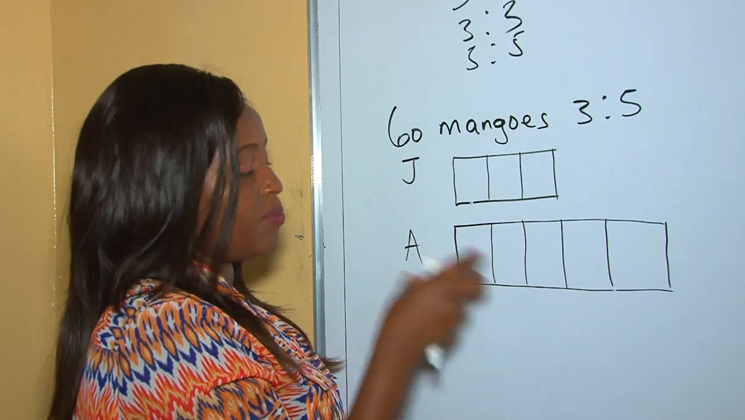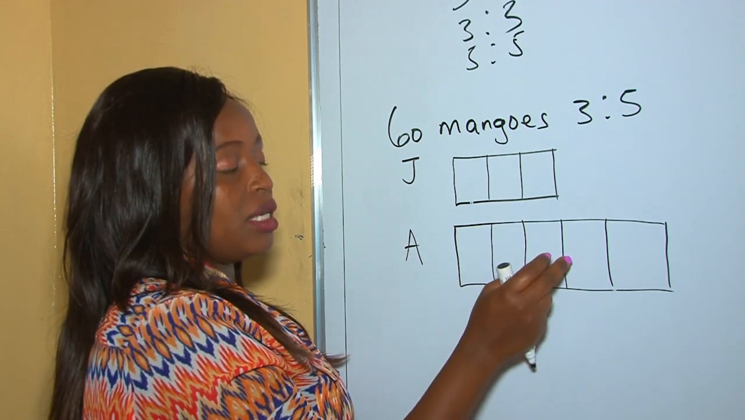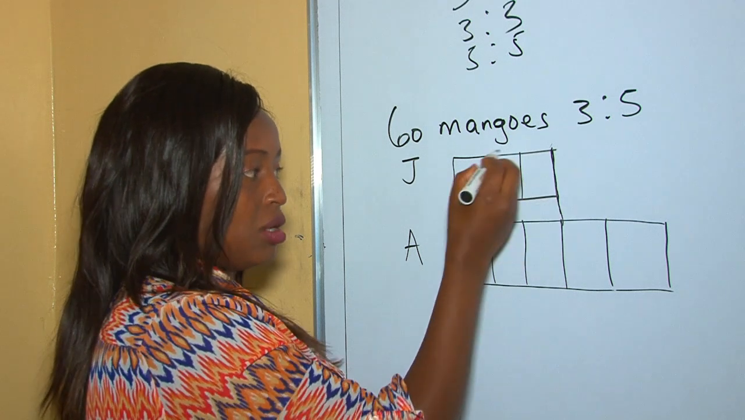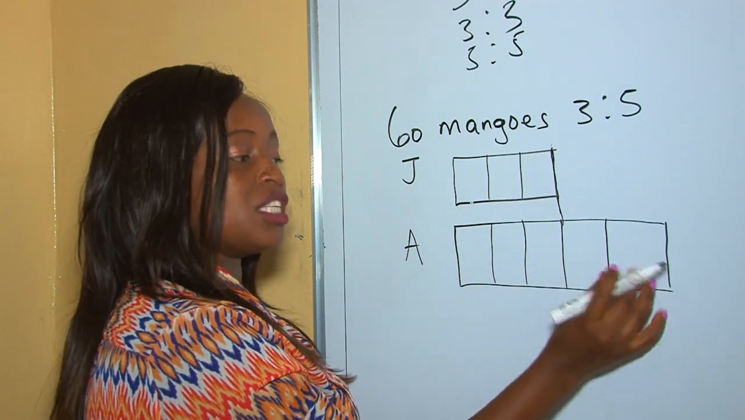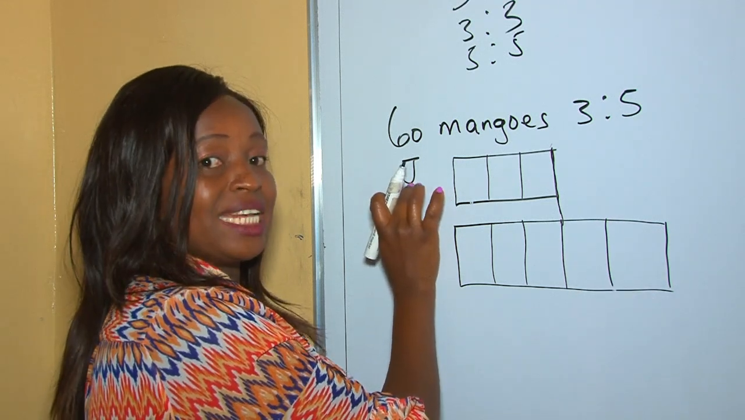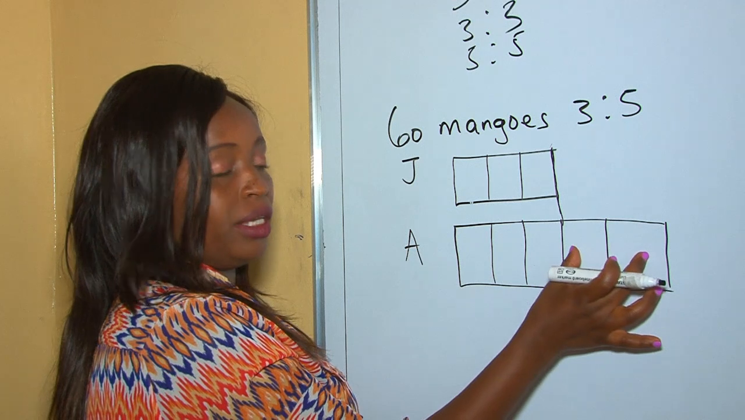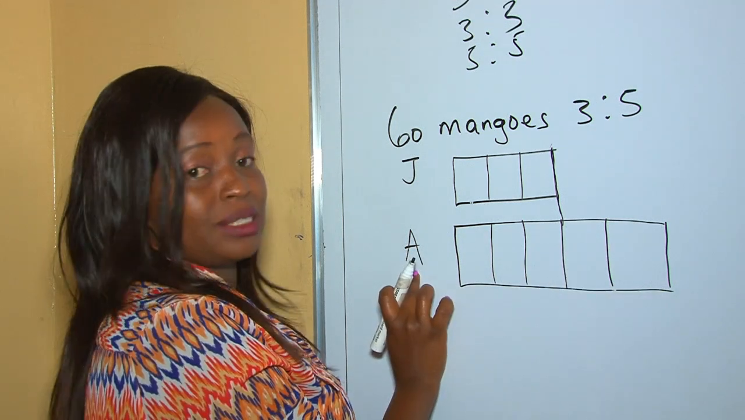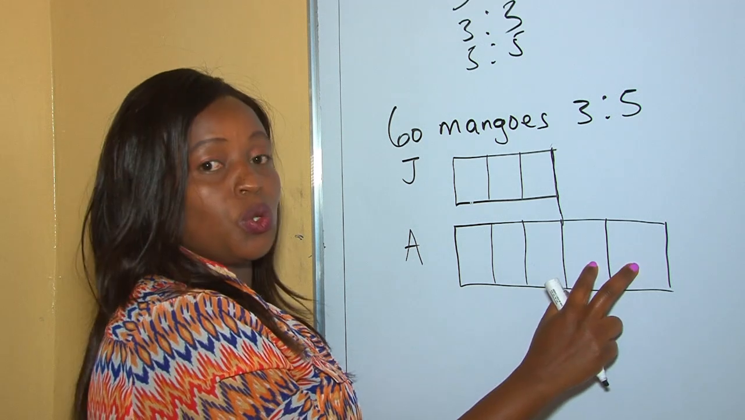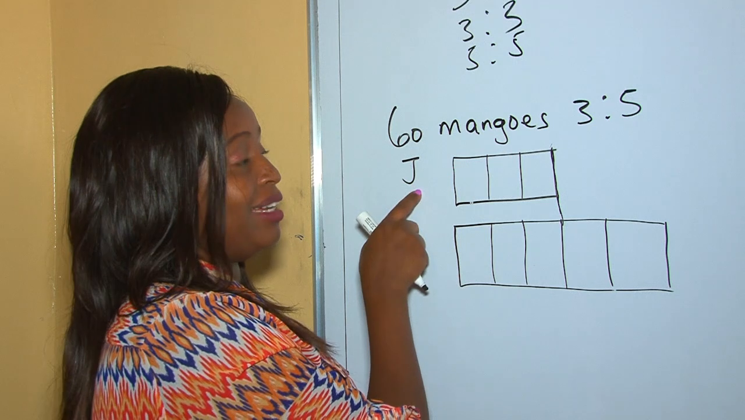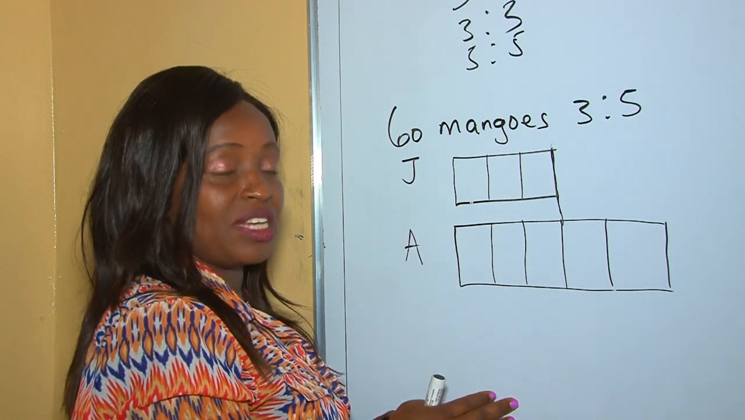As you can see, if they were to share equally, they would each have these 3 parts. But these 2 parts here make Jen get less than Alice by 2. So their difference here makes Alice get more. These 2 make Alice have more than Jen. Now let's start sharing.